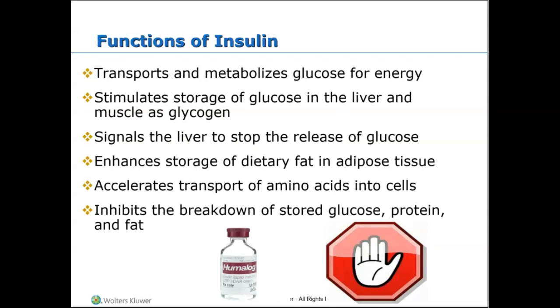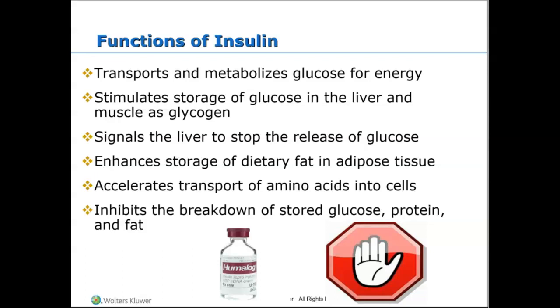Let's review the role of insulin in the body. Insulin is needed to help move glucose from the bloodstream into the cells for energy. Insulin binds to the receptors on cell membranes and changes the membrane permeability to allow the glucose to enter. Think of insulin as the code or password to access your cell phone.